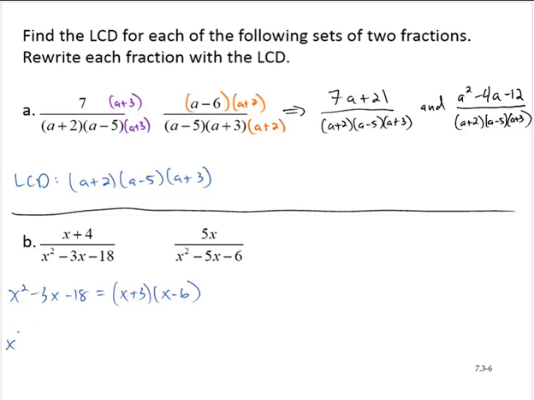And my second denominator, x squared minus 5x minus 6, factors as x minus 6 by x plus 1. So, looking at those denominators, my LCD is x plus 3 by x minus 6 by x plus 1.